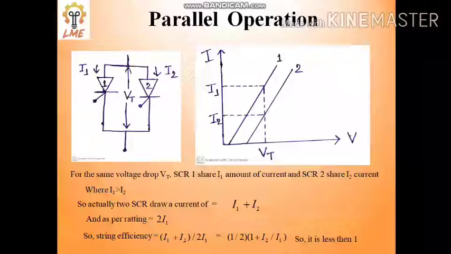Okay. So for today, this is the end slide. This is the last slide. In the next class, in the next video, we will discuss the gate firing circuit, where we discuss the R firing circuit and RC firing circuit. Then we will follow with the thyristor commutation process. Under that there are two processes, natural commutation and forced commutation. We will discuss all those things in the next video.